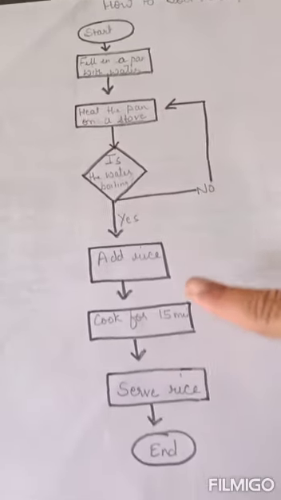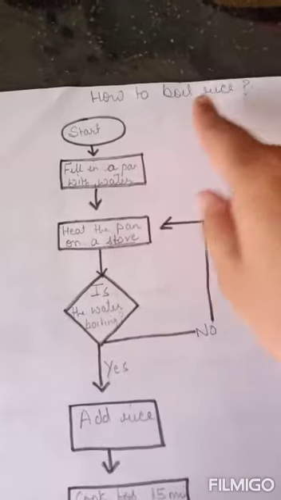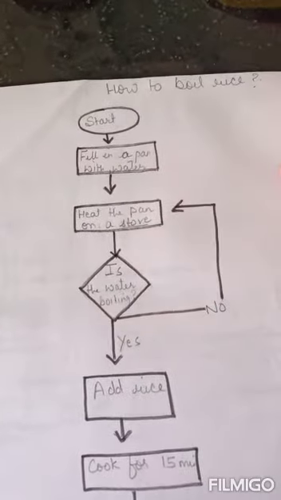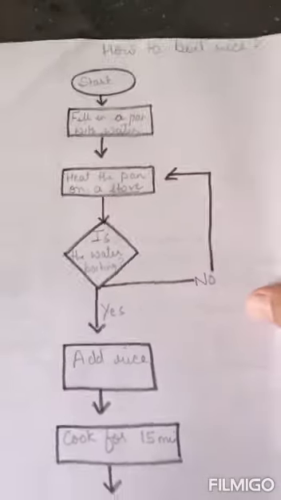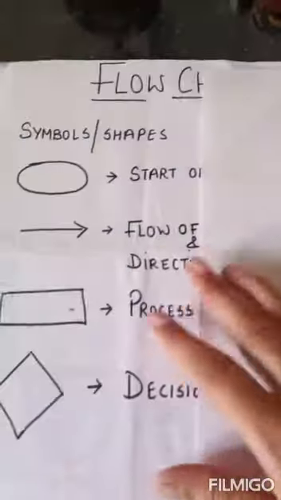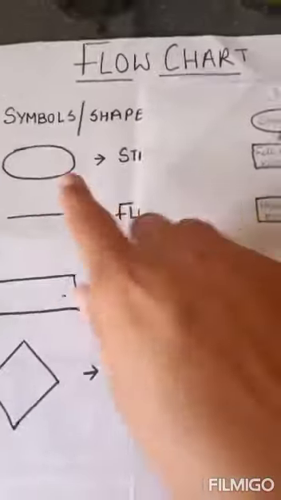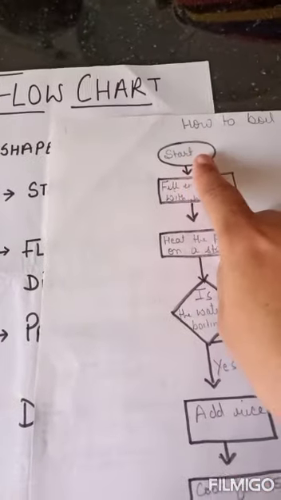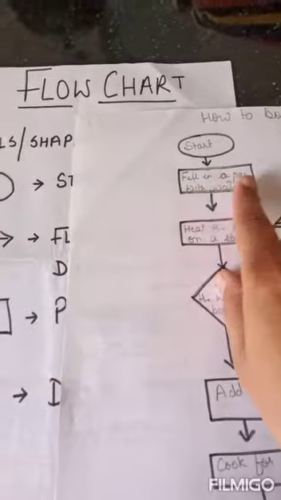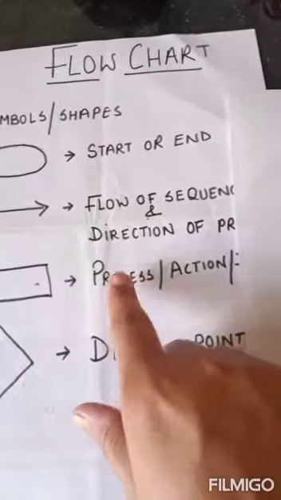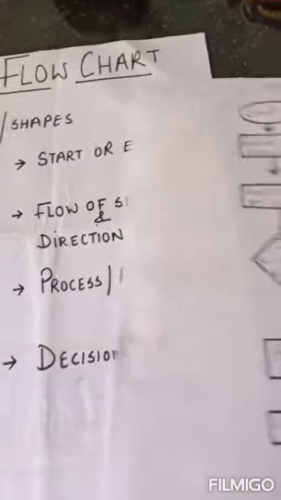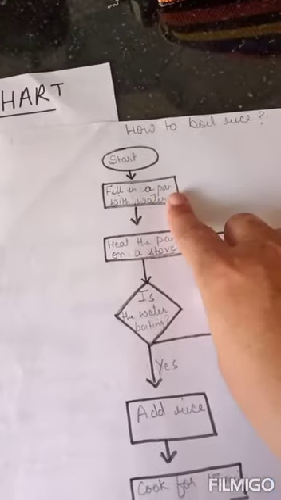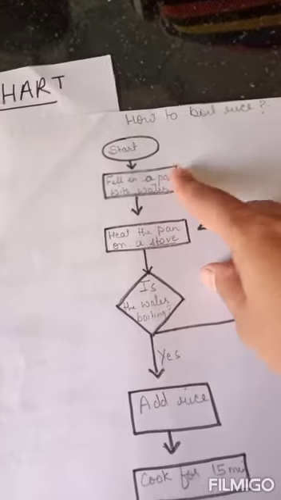Here is a flow chart on how to boil rice. Okay, so let's see. The first one, let's compare these shapes as well. So I'll keep this here. That's the first symbol, and here's the first one, start. Okay, fill in a pan with water. So I told you that within this rectangular box we write all the instructions, we write the process, as in what to do, actions. Okay, so see, fill in a pan with water.